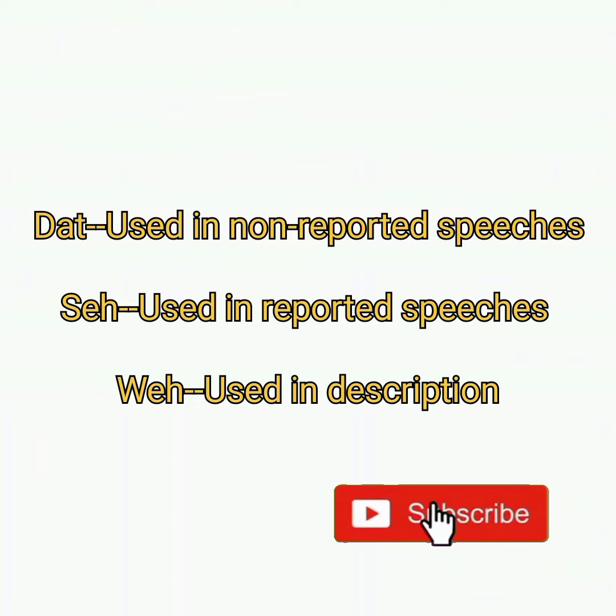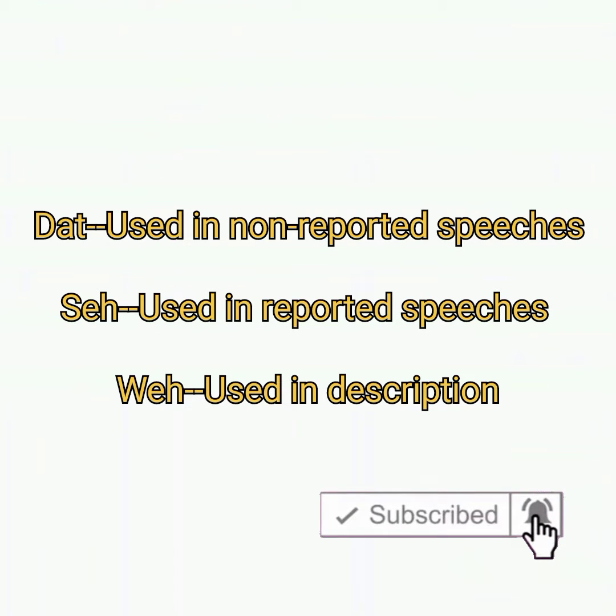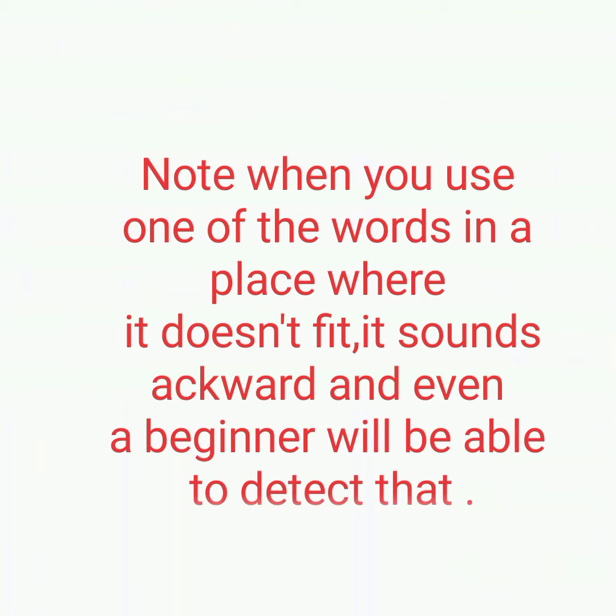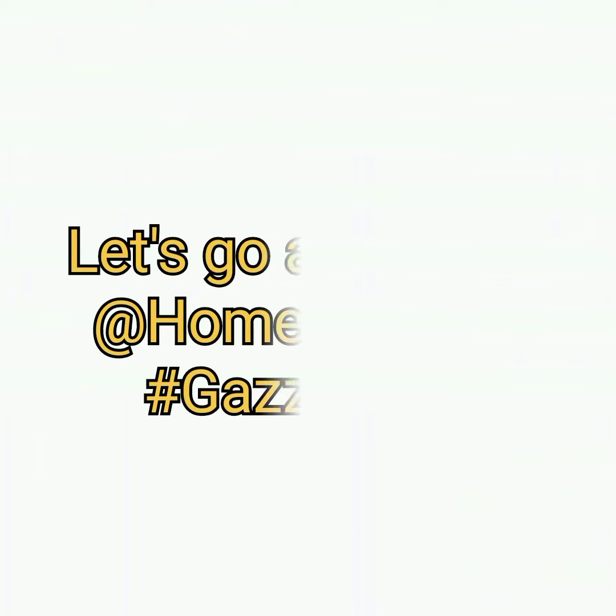Then we have se. Se is also used in reported speech, so I think they are just opposite. Then we have we, where it replaces that. It is used in description. Note, when you use any of these words in a place where it doesn't fit, it sounds awkward, and even a beginner will know there's something wrong with the sentence you have used.